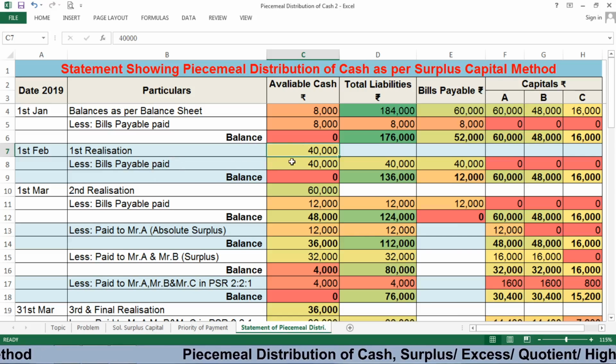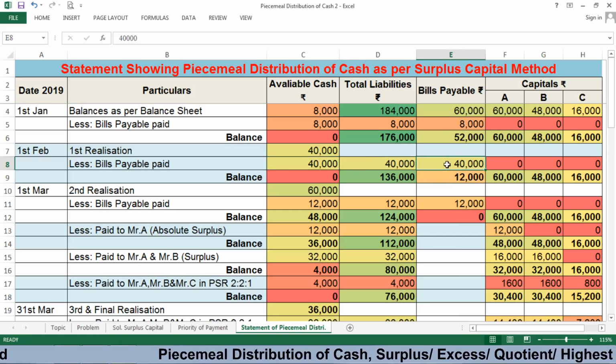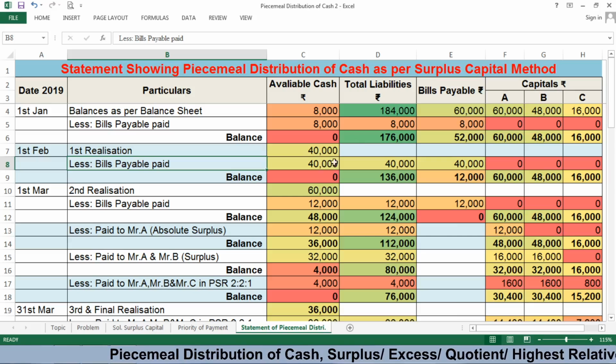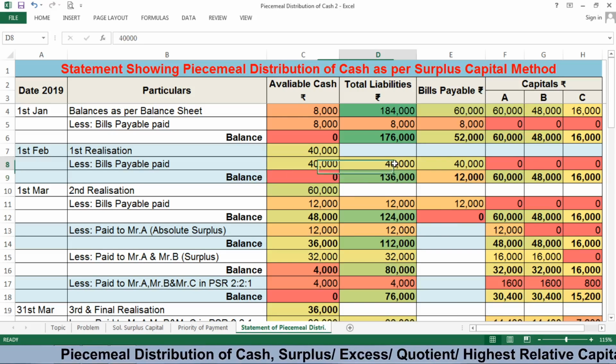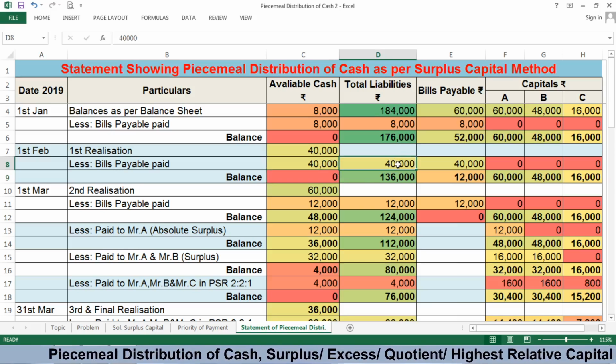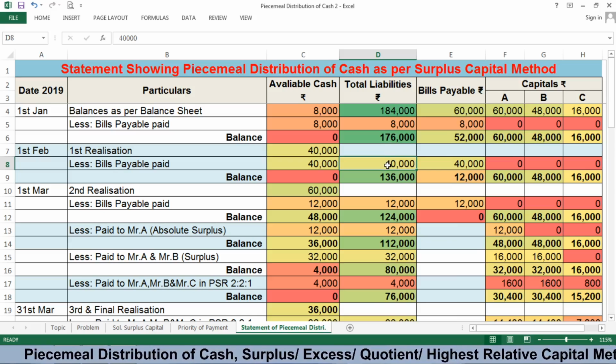Then we can pay that 40,000 to bills payable, as we have to pay bills payable first. After the payment of bills payable, we will be able to pay our partners their surplus or absolute surplus. So here we paid rupees 40,000 for bills payable. So our cash will again be 0 in the balance row, and total liability will be reduced by 40,000. It was initially 1,76,000. After the payment of 40,000, it comes to 1,36,000.